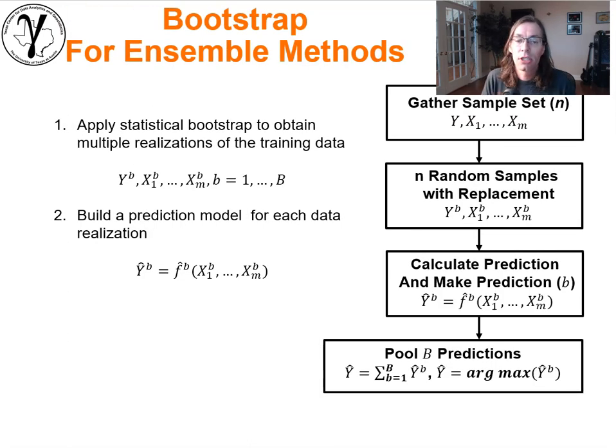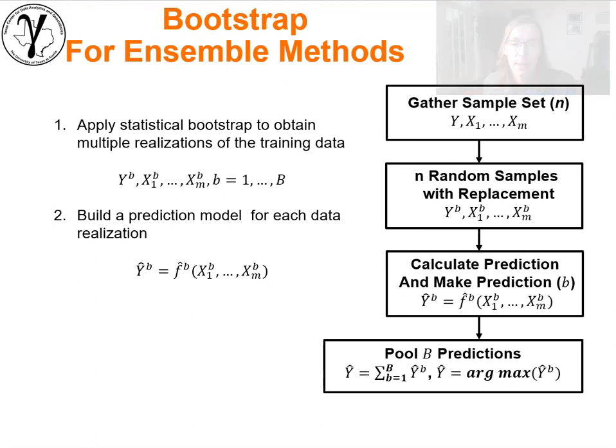Okay, so what are we going to do with ensemble-based methods? Because remember, that's what this is all about. We're not bootstrapping for uncertainty in a statistic. We're bootstrapping to get multiple realizations of the training data. Apply statistical bootstrap to obtain realizations of the training data. Build a prediction model for each data realization. That's where we're getting our f hat sub b. This is going to be a single realization of the training data used to build a model.